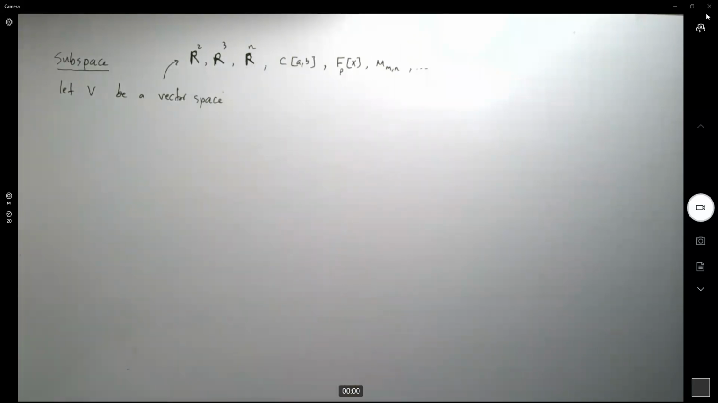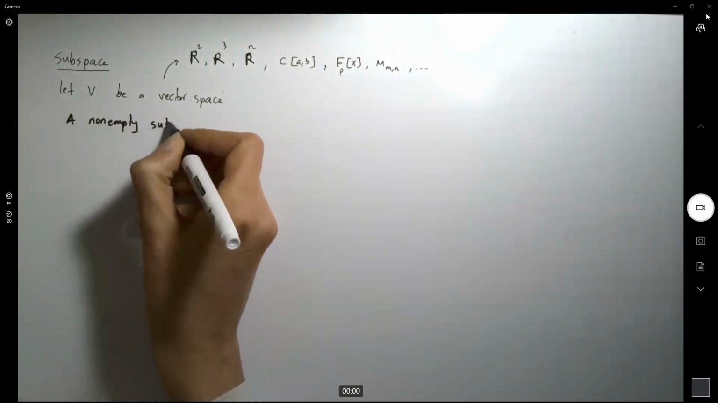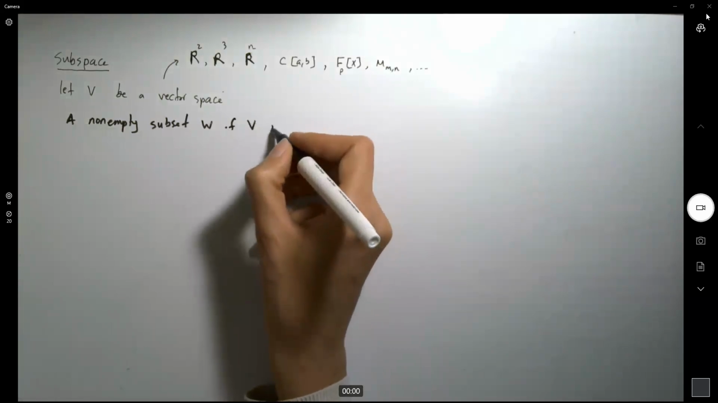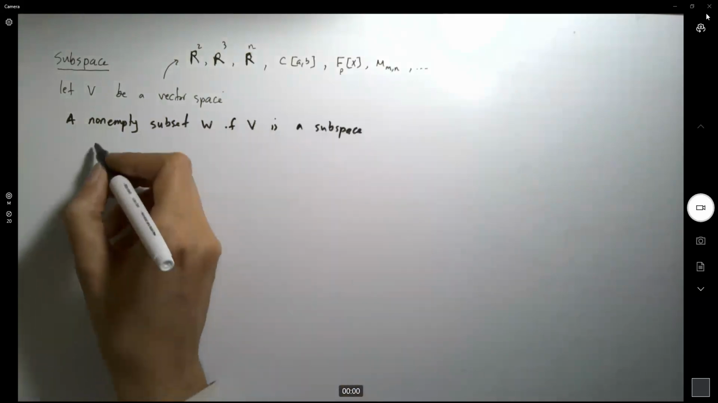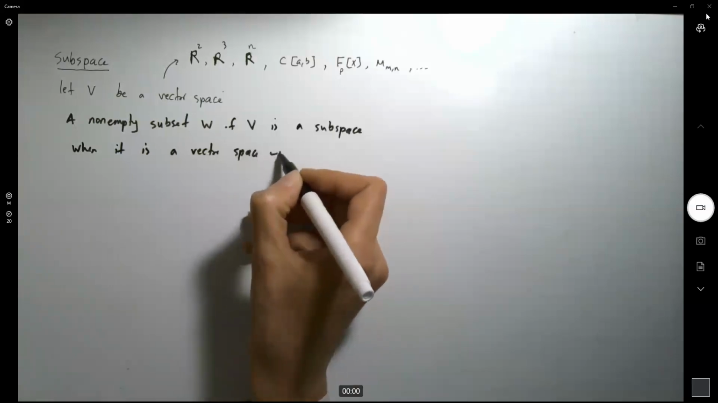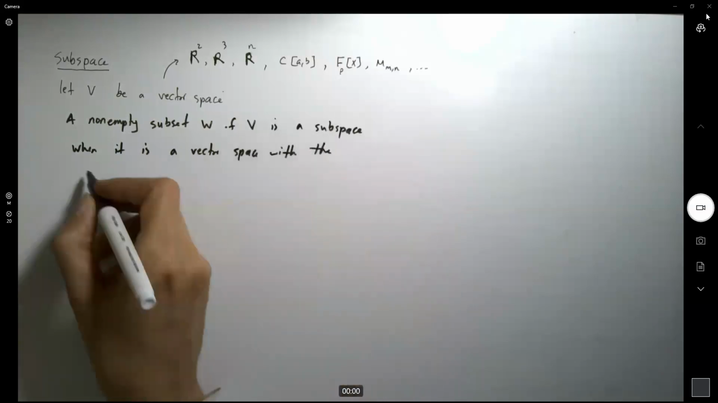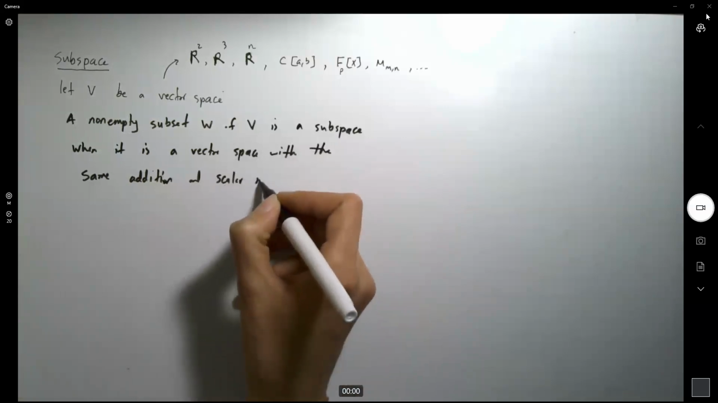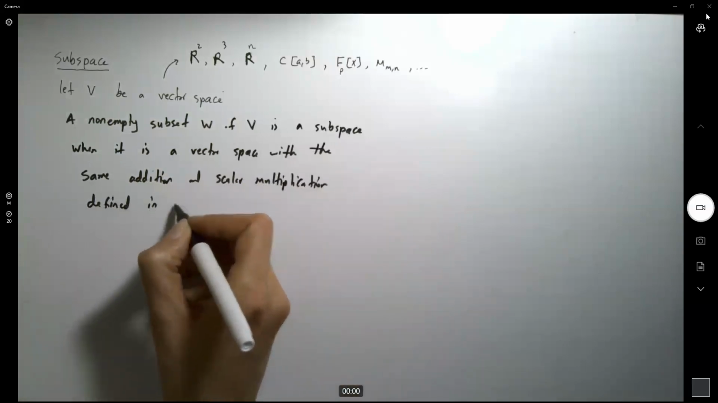Suppose you have a vector space, a non-empty subset like W of vector space V is a subspace when it is a vector space with the operations, addition and scalar multiplication, defined in V, with the same addition and scalar multiplication defined in V.